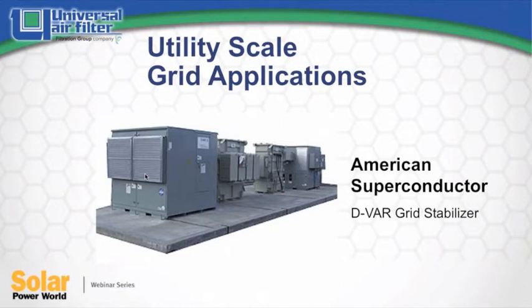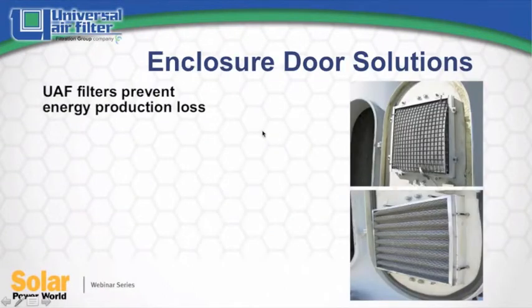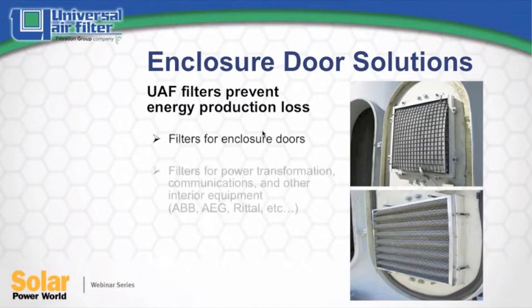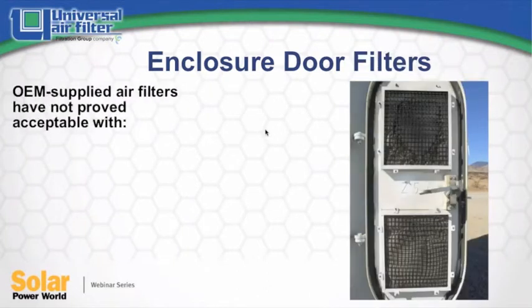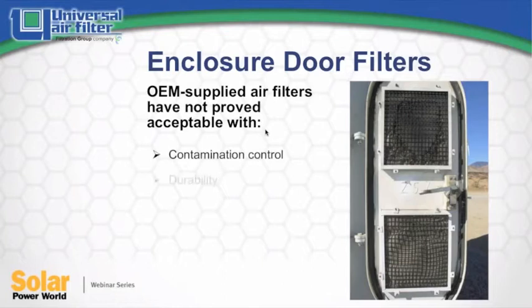And it's not just inverters, but other large components like DVAR, dynamic volt amp reaction solutions, and other transformer rectifier systems use air filters. Enclosure and shelter doors sometimes have air intake filters, and equipment housed inside the shelters have filters in their cabinets as well. Many times the OEM supplied door filters are inadequate and need to be beefed up and retrofitted to provide better contamination control and serviceability.